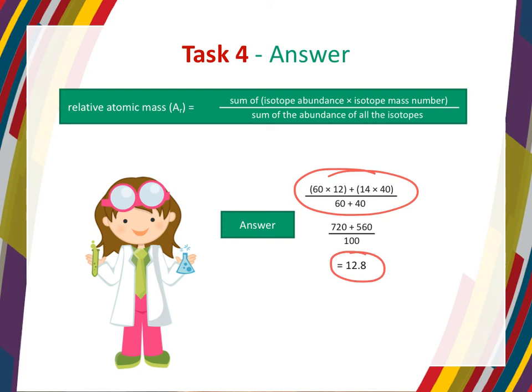Now, at this point, you should be thinking, okay, 12.8 seems all right, because you were given one that had a mass of 12 and one that had a mass of 14. So your answer can only be somewhere in between those two. Now, as you had more of the 12, you had 60% of the 12 and only 40% of the 14, that would mean that your answer should lie closer to 12 than it would to 14. Hence why it's 12.8. Okay?